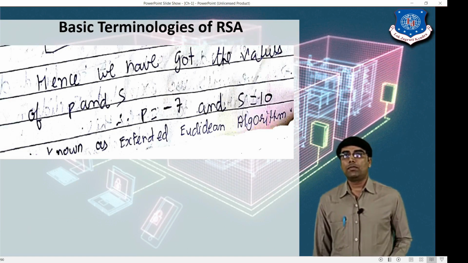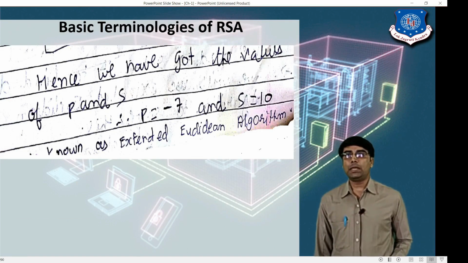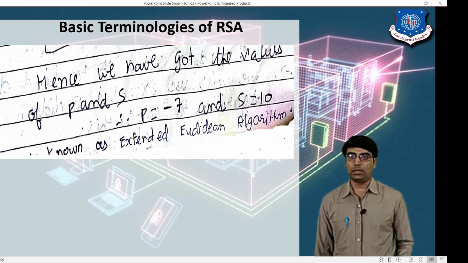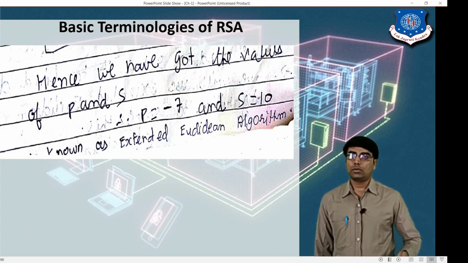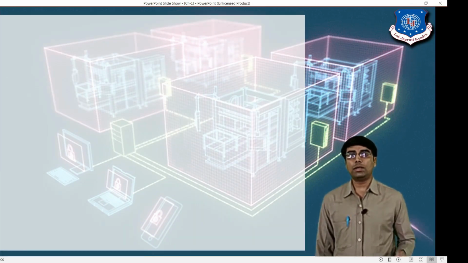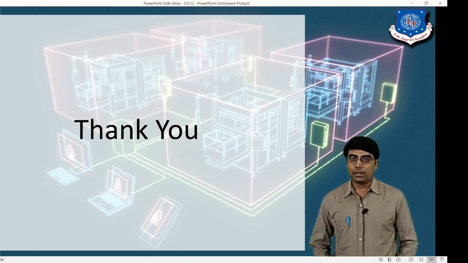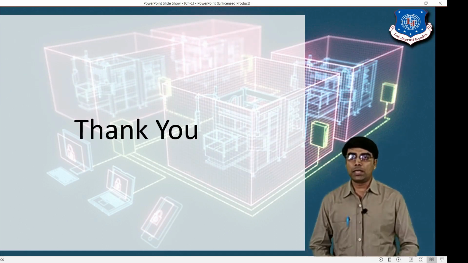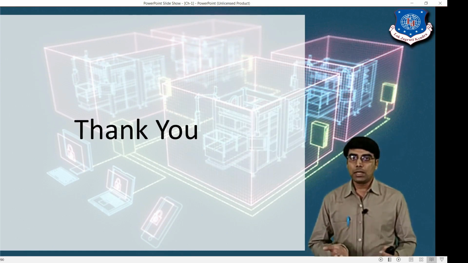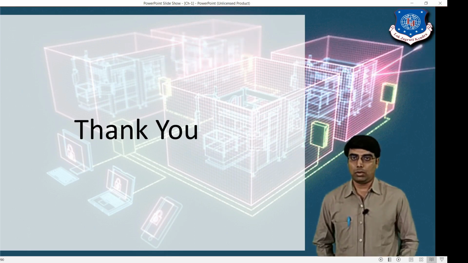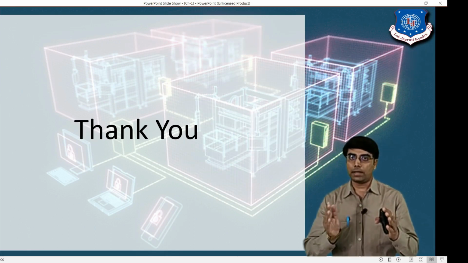Hence we got the values p equals minus 7 and s equals 10. This is known as the extended Euclidean algorithm. This is all about the terminology we will use in the RLC algorithm. I hope you cleared this idea. Thank you.